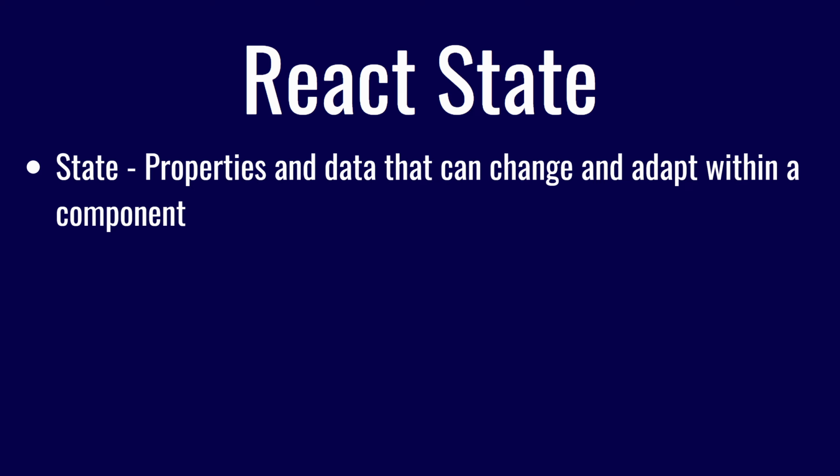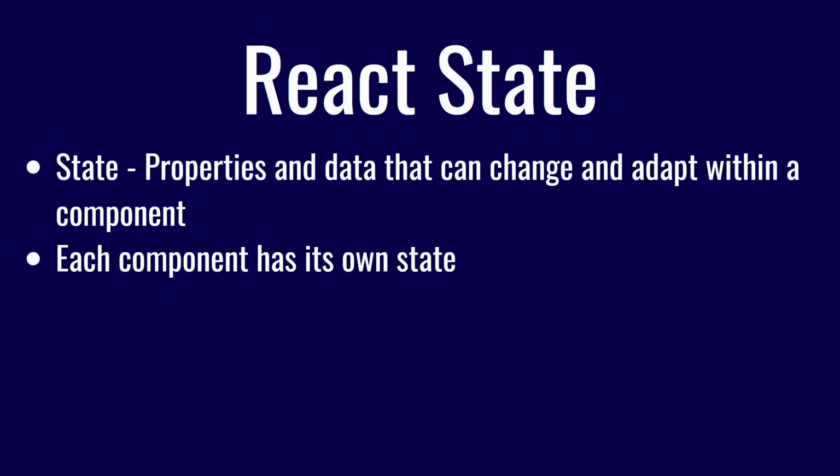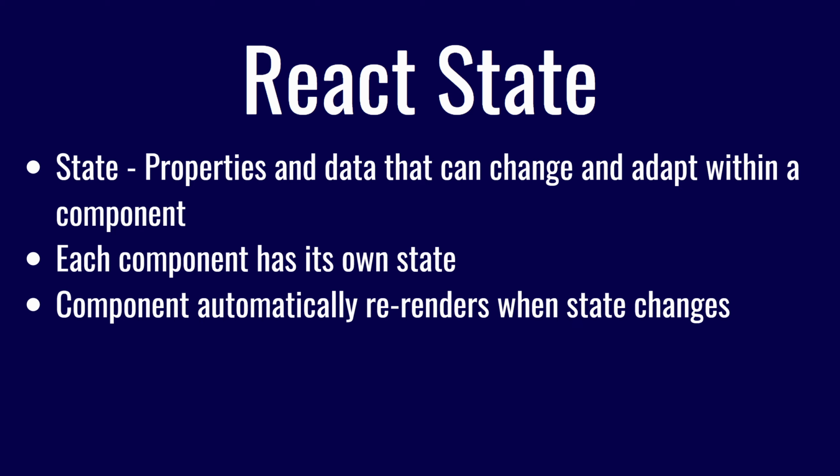This is where state comes in. State in React is basically the concept of properties and data that can change and adapt within a component. Every React component has its own state, which is completely independent of the state of other components. When the state of a component changes, the component will automatically re-render itself to show the updated state.